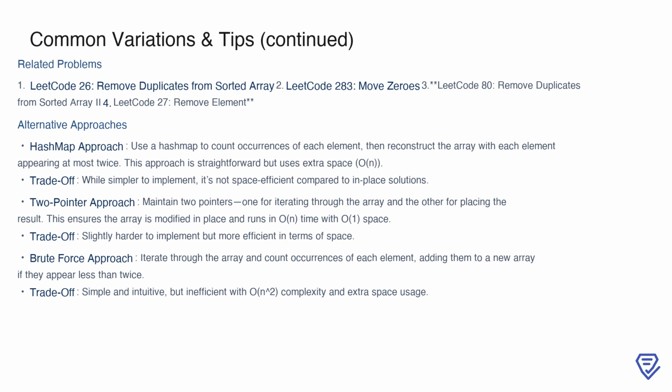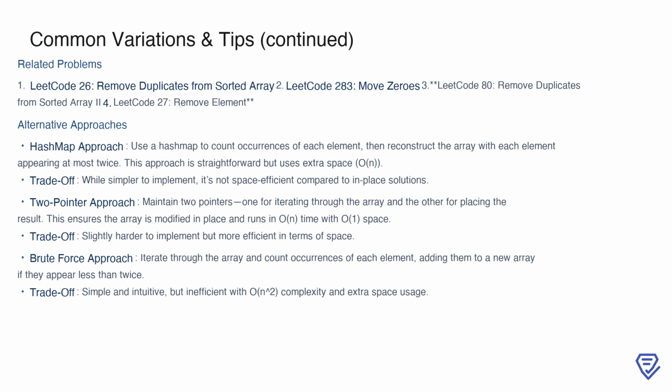Now, let's explore related problems that share similar concepts or techniques. For example, LeetCode 26, which focuses on removing duplicates from a sorted array, or LeetCode 283, where you work on moving zeros within an array. Of course, LeetCode 80, which we're discussing here, and LeetCode 27, which involves removing a specific element, are also closely related. These problems often build on the same foundational ideas.